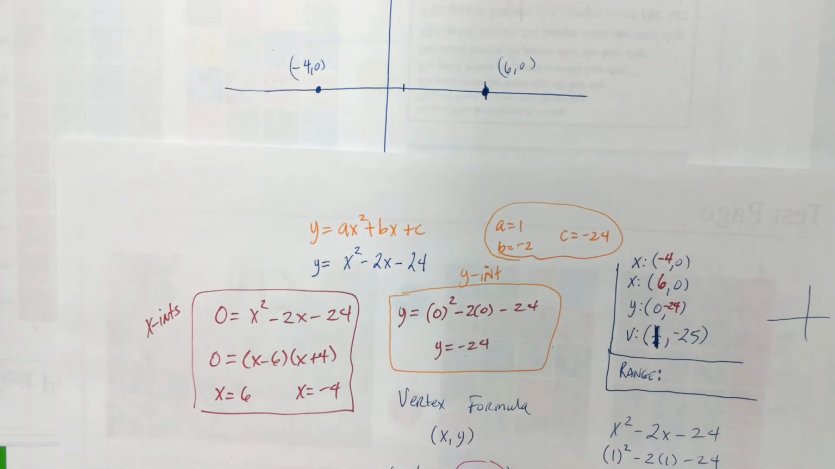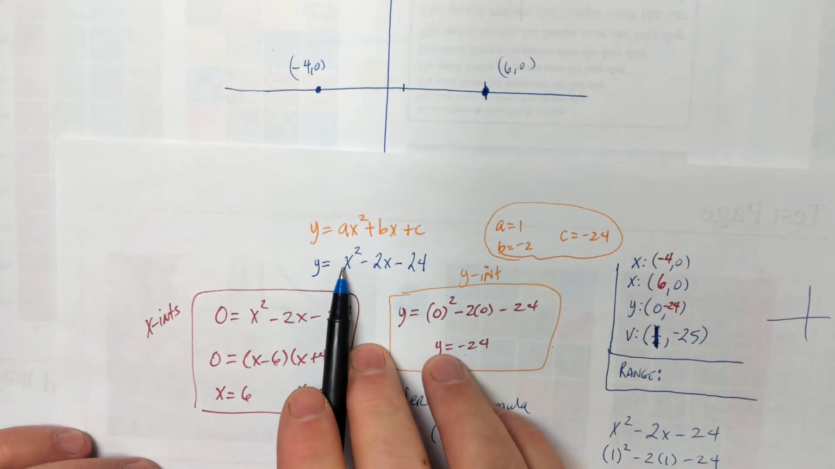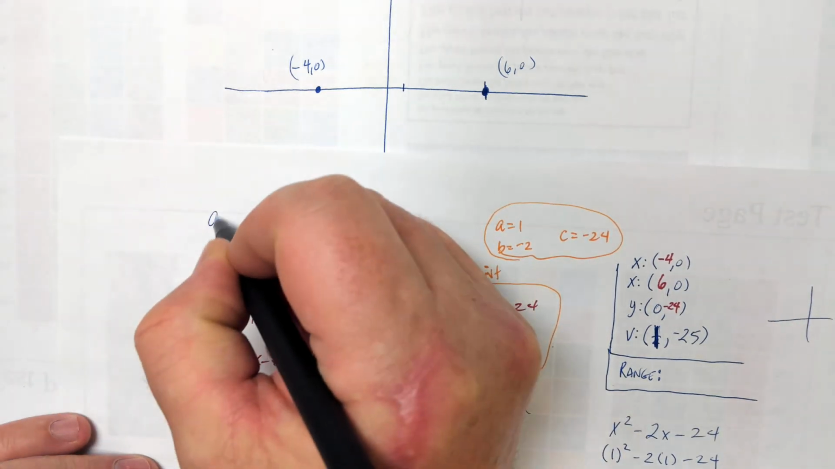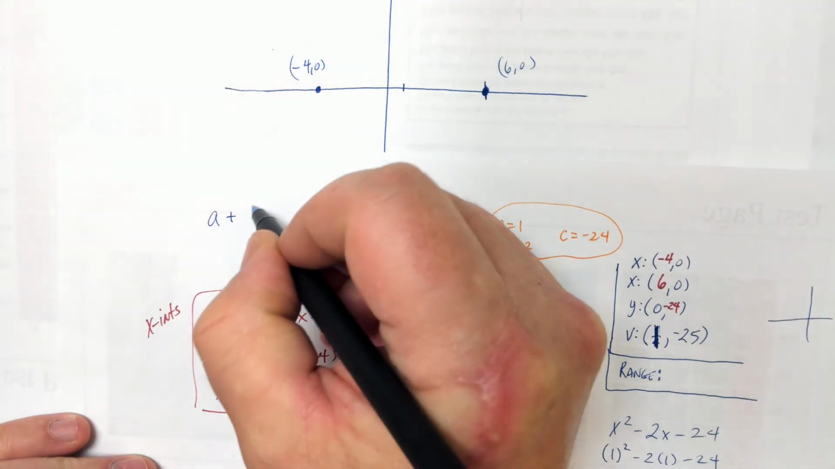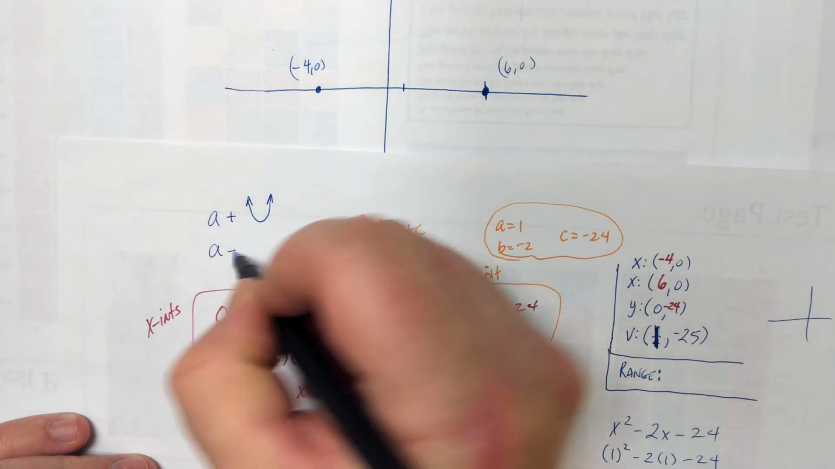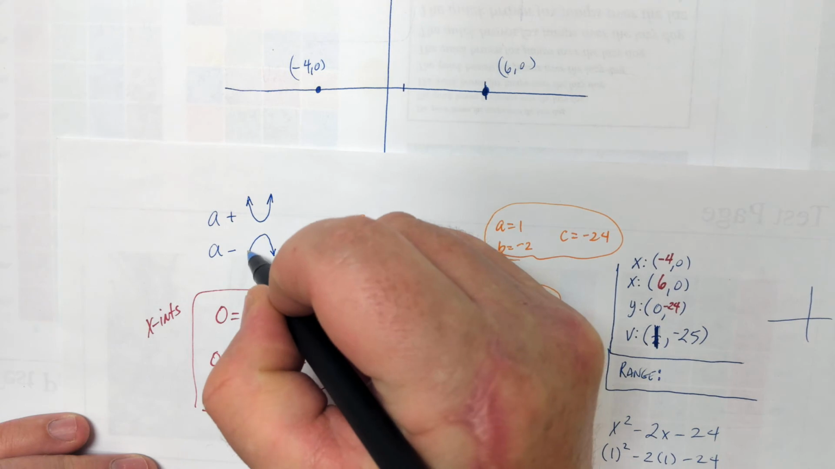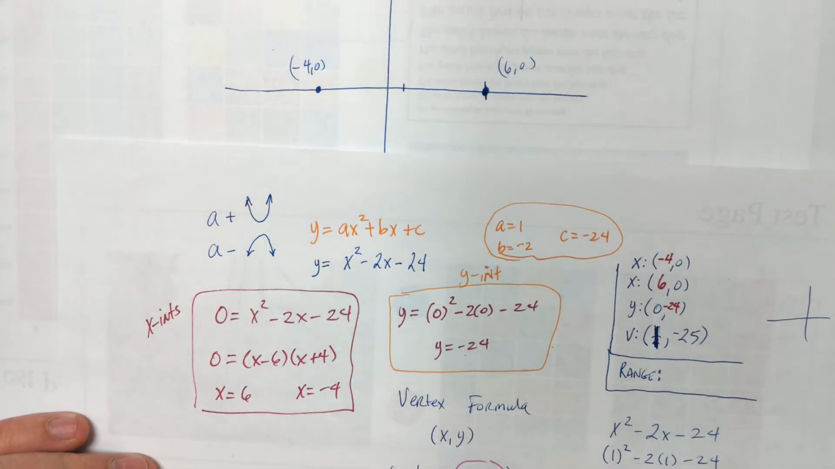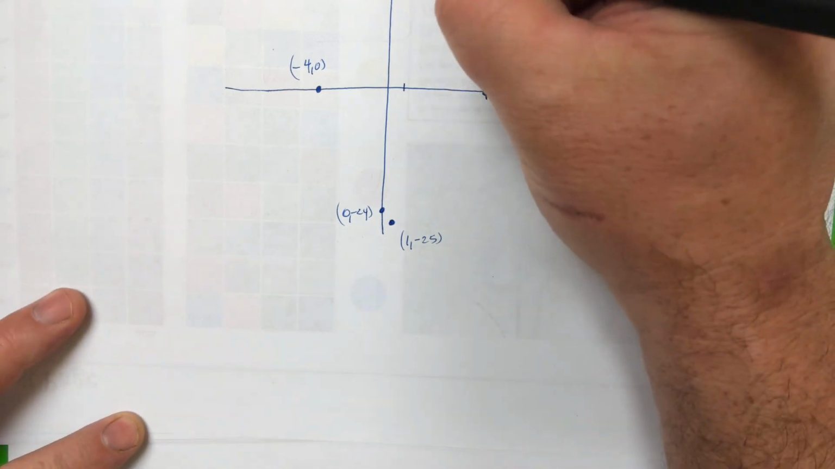So, before I draw my picture, here's another thing I want to tell you about. Do you see how, for our equation right here, A is positive? It's going to go up. So if A is positive, it's going to be a parabola that goes up. But if A was negative, it's going to be a parabola that goes down. So that kind of gives you a clue how to draw it, right? Now, this one's pretty easy, but I'm going to go ahead and draw my line of symmetry.